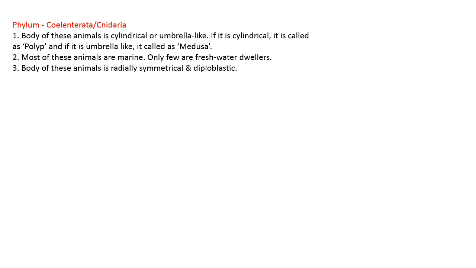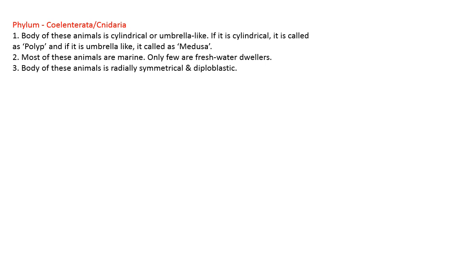The body of these animals is radially symmetrical and diploblastic. Radially symmetrical means, as we talk about symmetry, it is going to be divided based on the radius. As an example, I told you the starfish or the pizza, how it is divided radially, no? So that is, it has a radially symmetrical body.